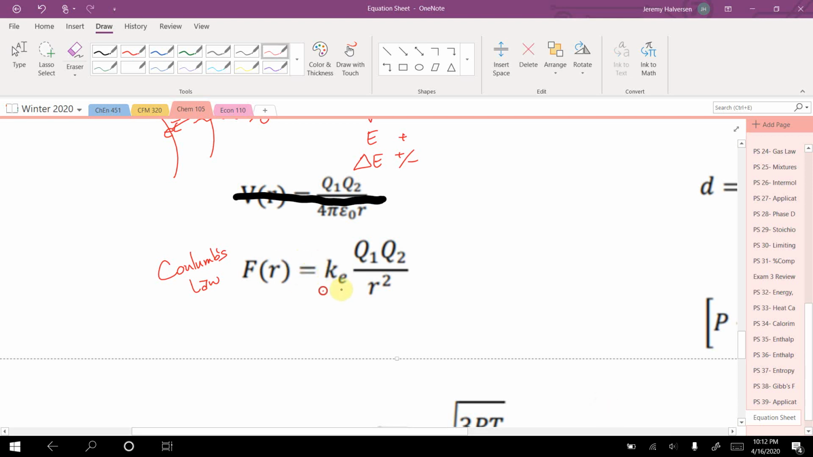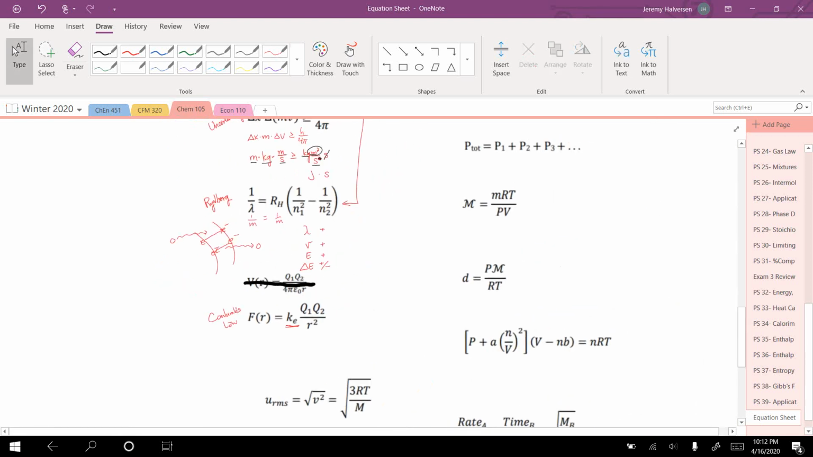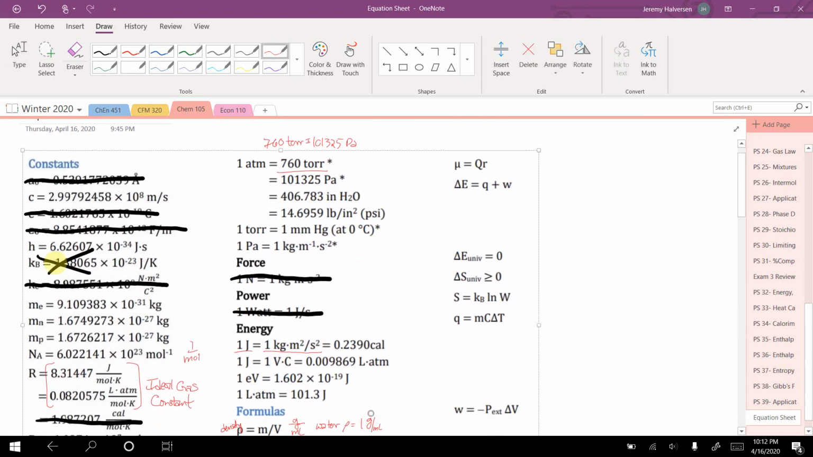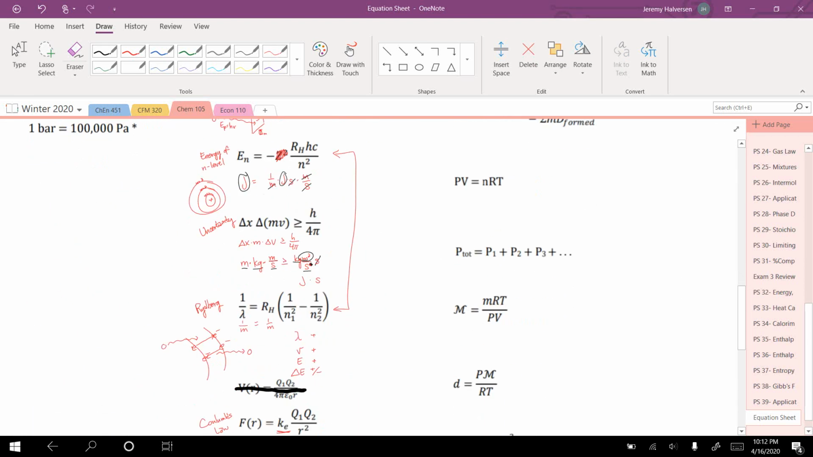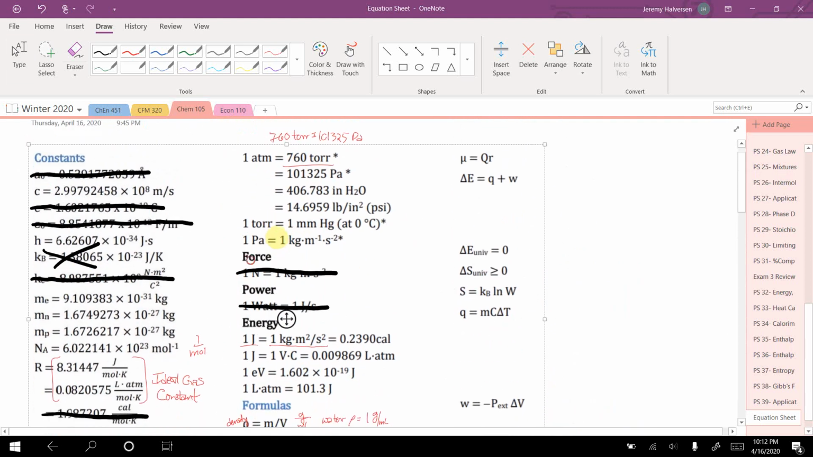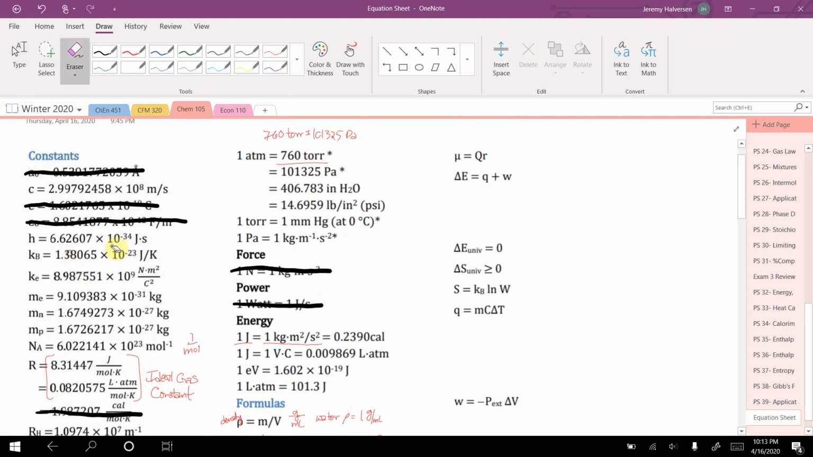That's a constant, which is up here on your equation sheet. Did I cross out the wrong one? I did. So what I should have done is cross out that one and just X out that one. So this Ke, that's the constant for this equation.